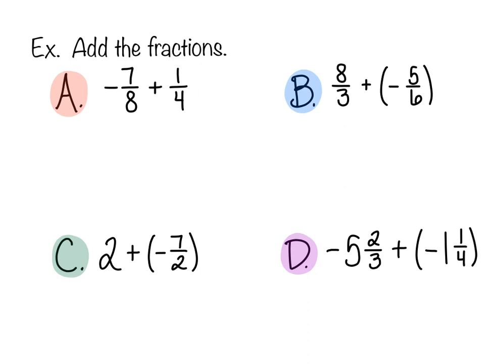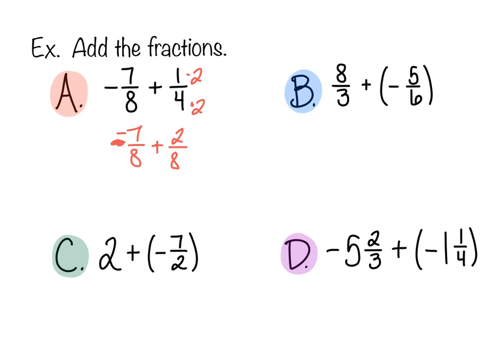In example A here, we have -7/8 plus 1/4, and we need to find a common denominator. Our common denominator is going to be 8, because we can just take 4 times 2, and that means 1 times 2 as well. Since we're not changing the first denominator, we can just rewrite the whole fraction as -7/8 plus 2/8. Now what I would do is write this negative sign up with the 7. That way you can actually look at it when you're adding or subtracting the numerators.